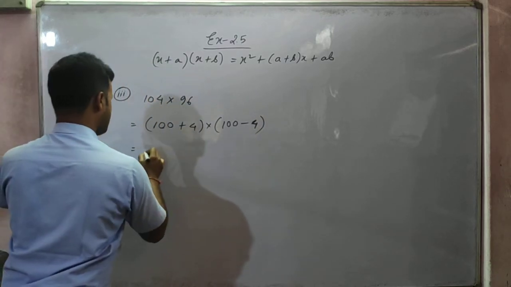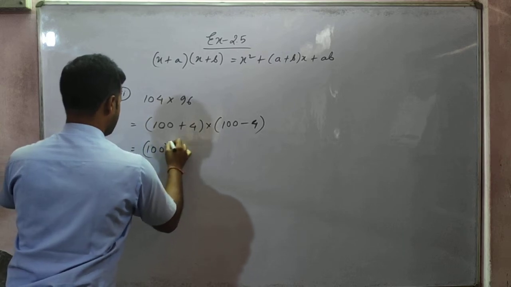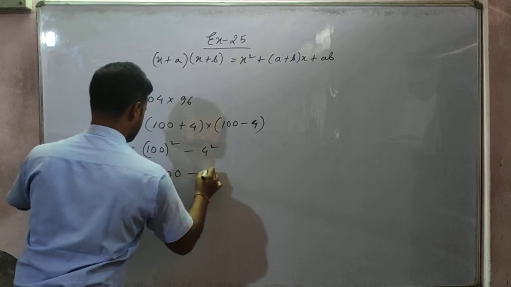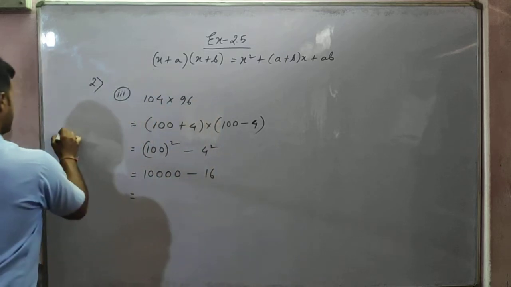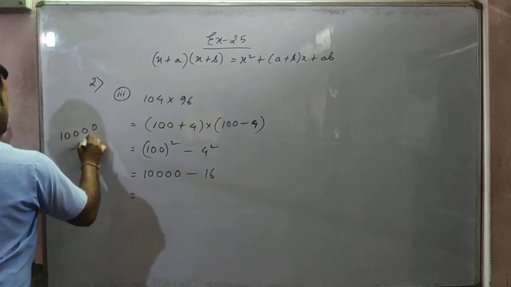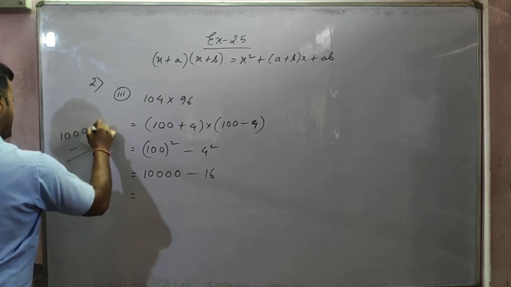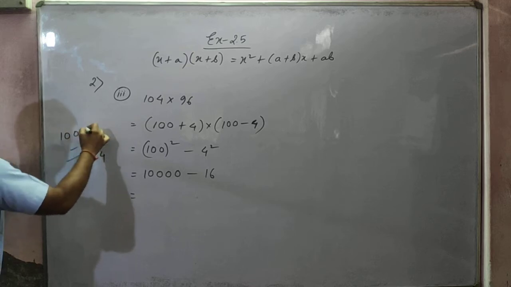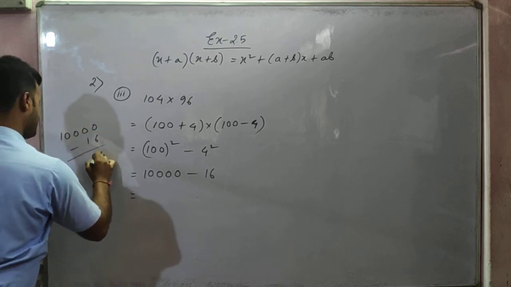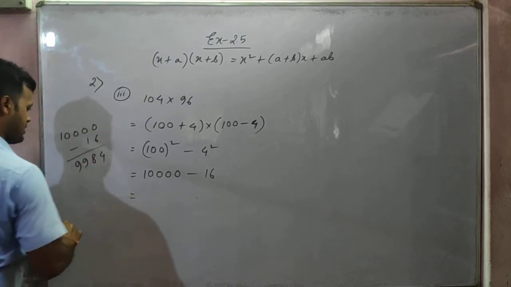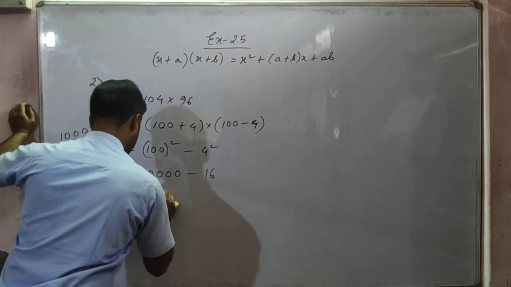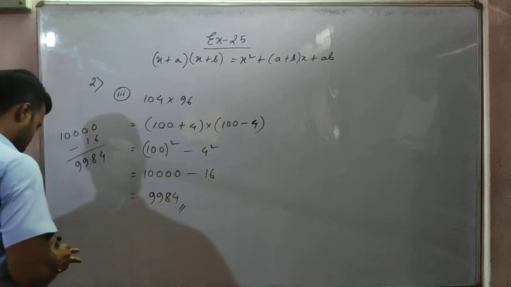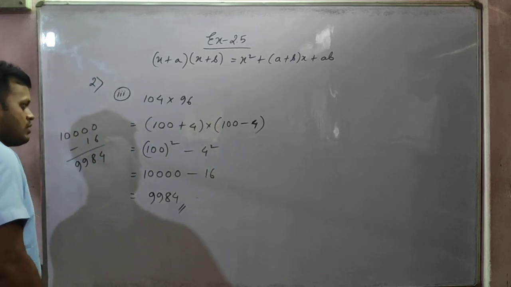So (a plus b) into (a minus b) is a square minus b square. 100 square means 10,000 minus 16. So 10,000 minus 16: 10 minus 6 is 4, 9 minus 1 is 8. The answer is 9984. Okay.